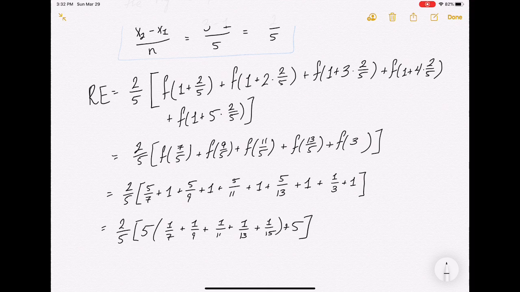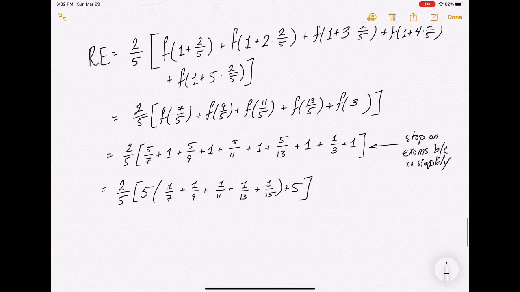You guys might not believe me. Honestly, this is where you stop on exams because no simplifying. I just like to simplify for fun because I'm that nerdy boy.